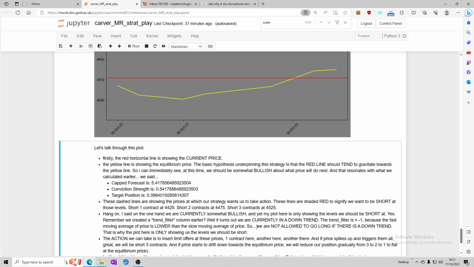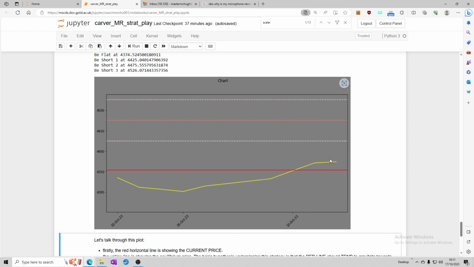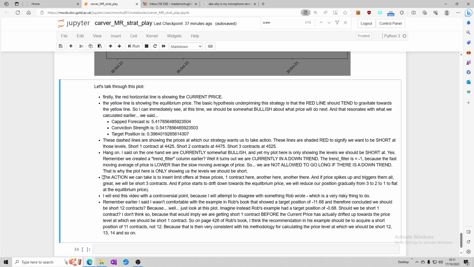And according to Rob's strategy, we are not allowed to go long if there is a downtrend. That is why the plot here is only showing us the levels that we can take action. We can go short because we are in a downtrend. But for us to go short, price would need to spike all the way up here. So the action we could take today is to insert limit offers at the 3 prices I've shown.